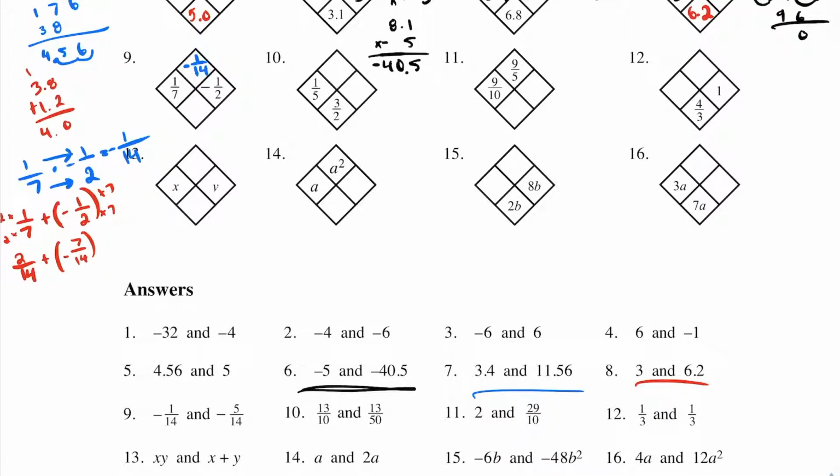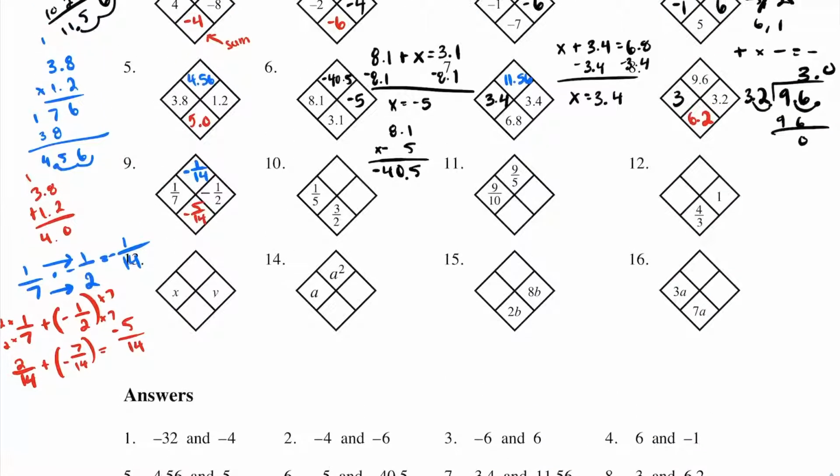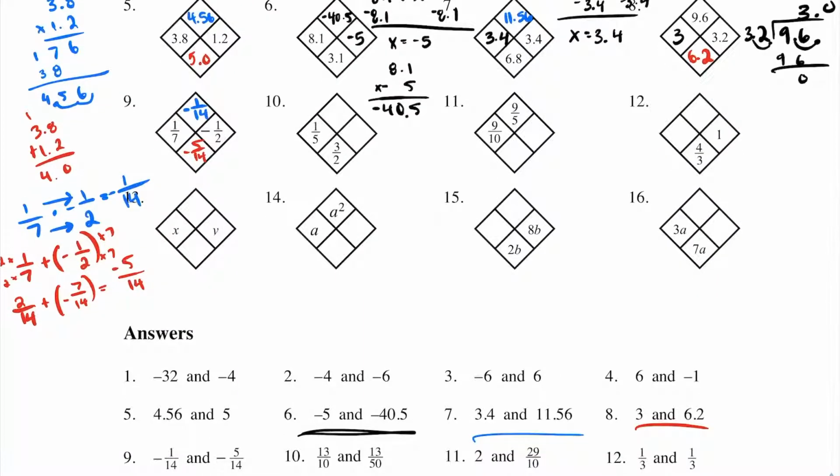So when I add these two things together, I'm going to keep my denominator, right? So my denominator is 14. And then now I have 2 plus negative 7. So I'm left with negative 5 over 14. And that's what I'm going to write in my diamond. Woo! Not too bad, am I right? Okay. Number 10. Here we go.